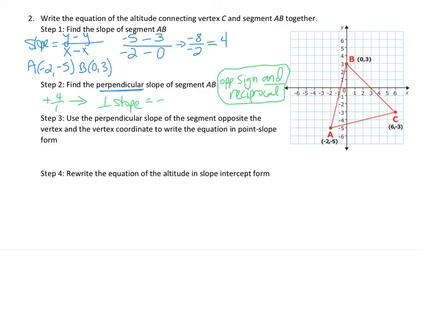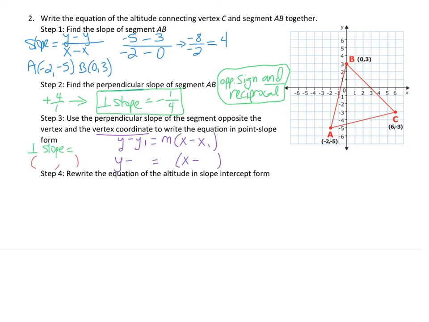Then, when we have to write the reciprocal, we need to flip our fraction. So it was a 1 on the bottom, and now it's going to be a 1 on top, and our 4 on top will be on the bottom. So here's our perpendicular slope that we need to use for our equation. We need to use the perpendicular slope of the segment opposite the vertex and the vertex coordinate to write our equation in point slope form.